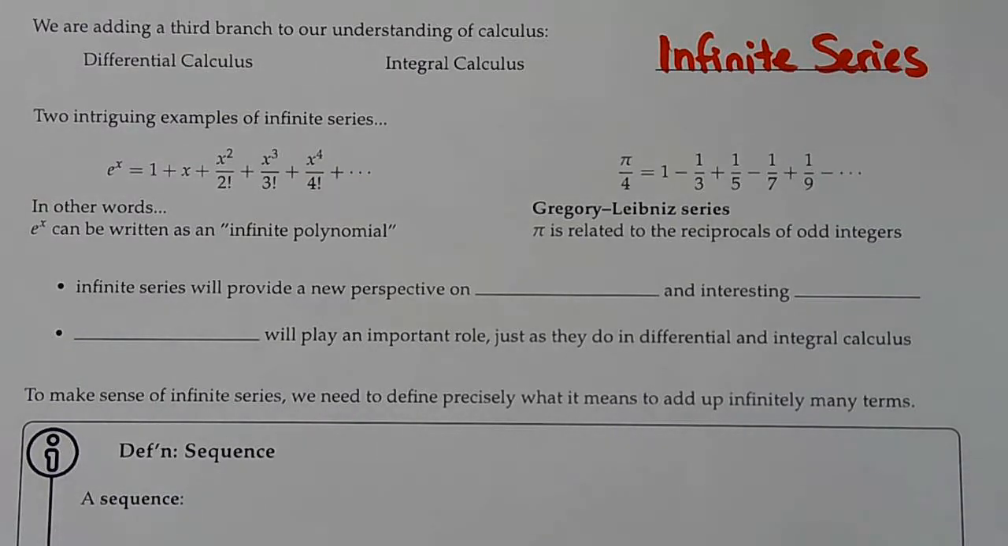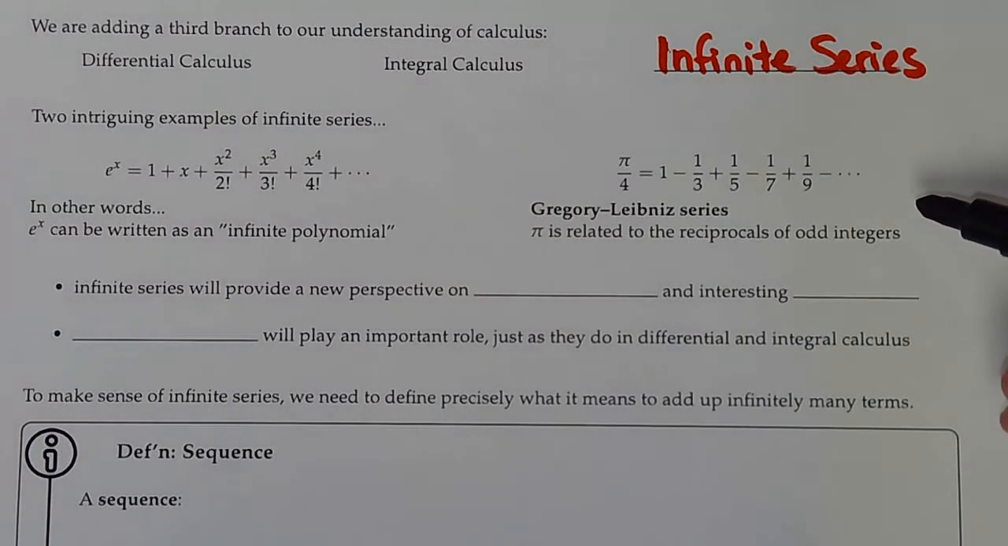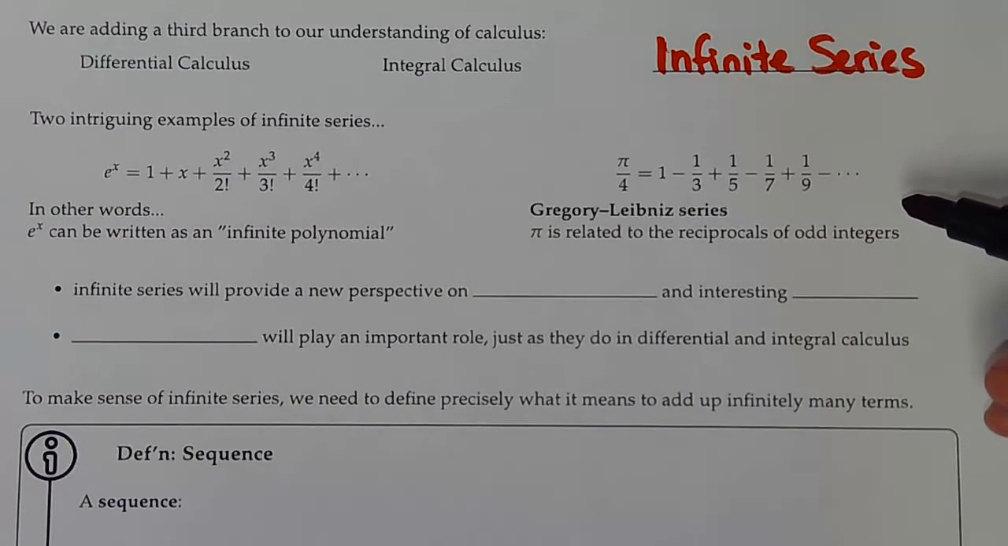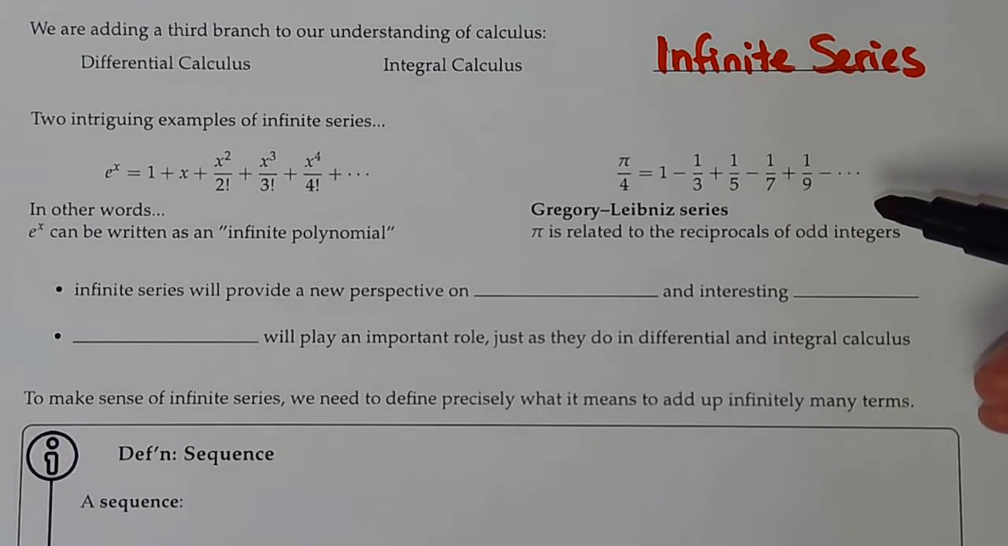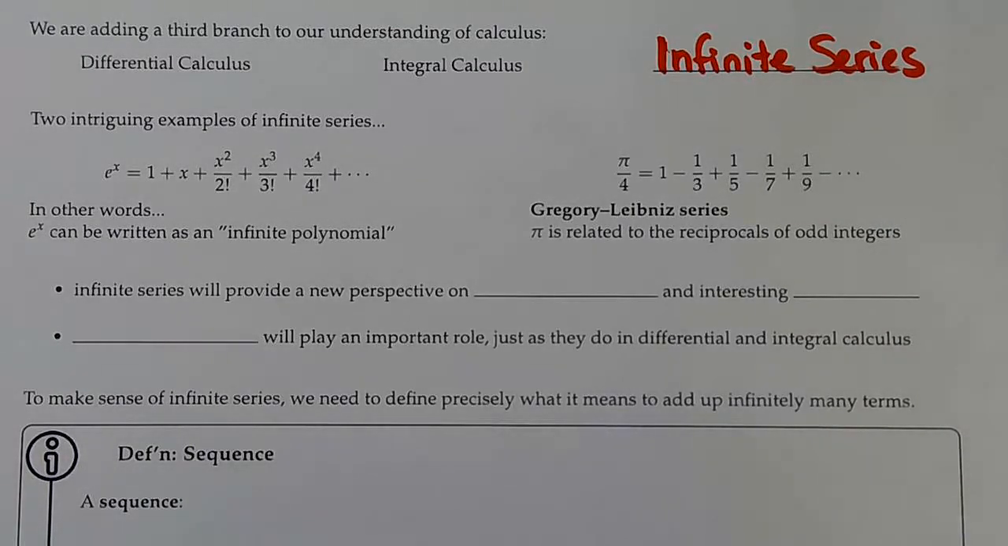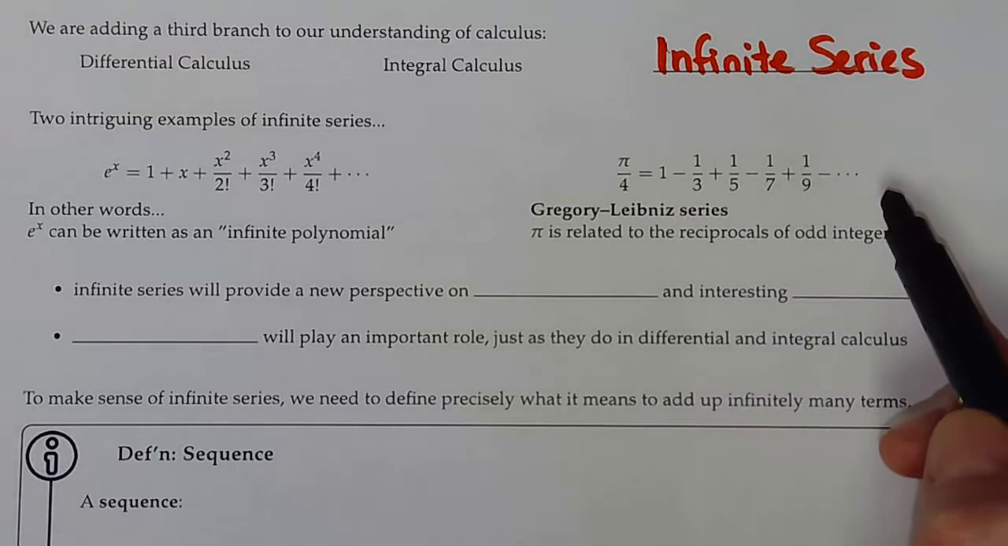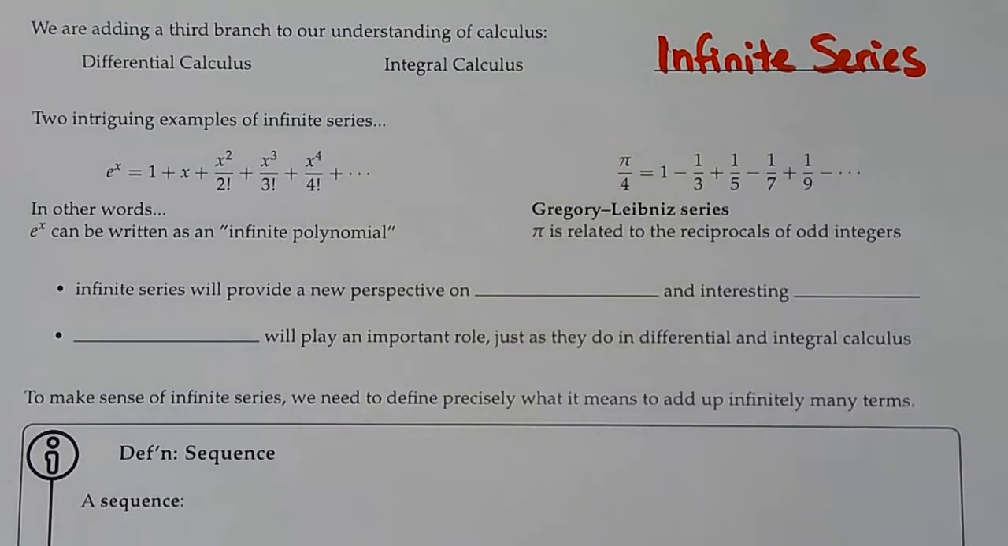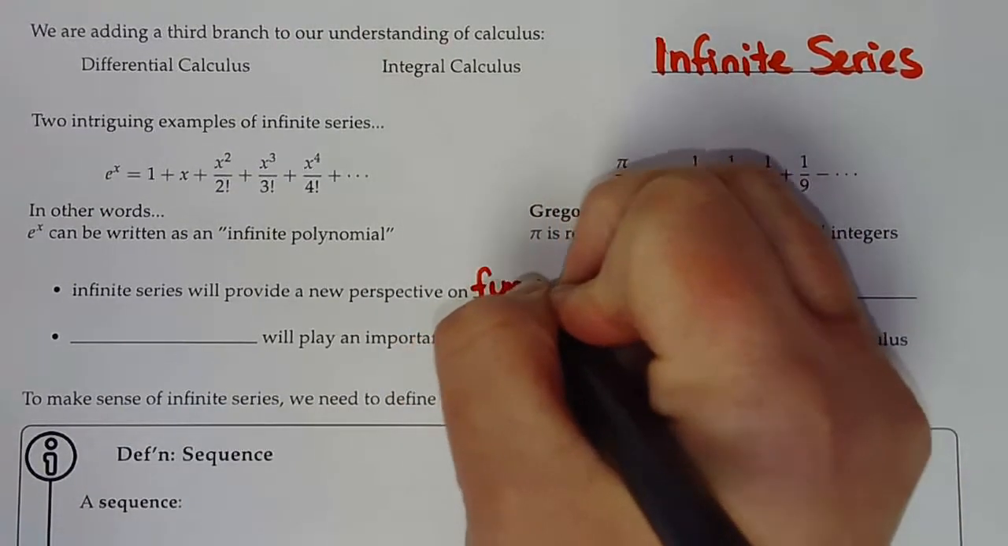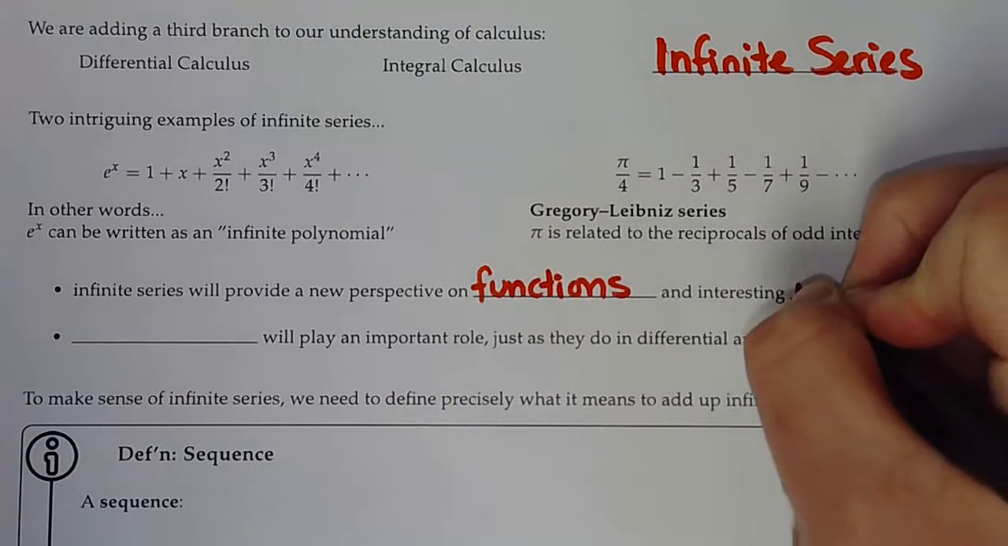But that is kind of cool that we can express things like e to the x, sine of x, and natural log as infinite polynomials. And then this other series is the Gregory-Leibniz series, and this is the value of pi over 4, which is equal to 1 minus 1/3 plus 1/5 minus 1/7 plus 1/9. So we have all these odd integers along in the denominator. What that shows is that pi is related to the reciprocals of odd integers, which is a really intriguing fact. We'll take a look at that too as we get going in Chapter 10. So infinite series are going to provide a new perspective on functions as well as interesting numbers.